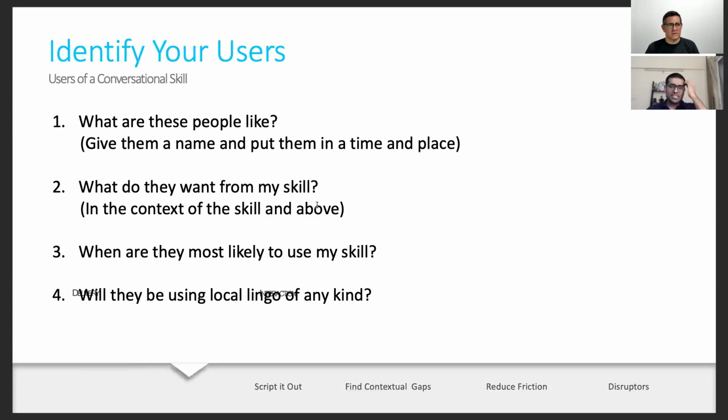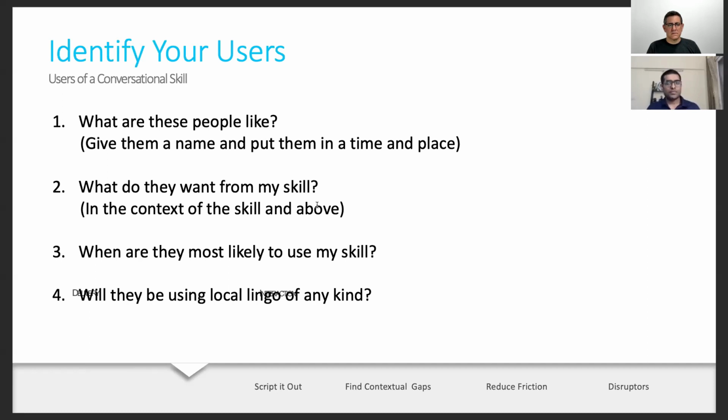The next thing that I feel a lot of skill builders don't do is identifying the users, right? And identifying these users is very important in the sense that, hey, what are my users doing? This is a standard part of all UX research studies that you do for mobile apps, so this is almost similar. But one thing in the voice domain that you would want to know is, will they be using a local lingo of any kind? How does this person talk to everyone else?